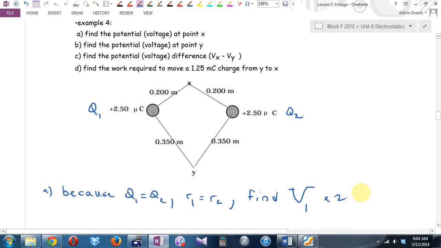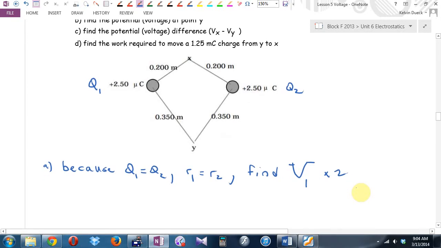Is that okay, Sammy? If they had given me different charges, I would go kQ over r for the first charge, kQ over r for the second charge. But then I would still just add them up because it's a scalar. So I don't care about doing any tip-to-tail garbage.